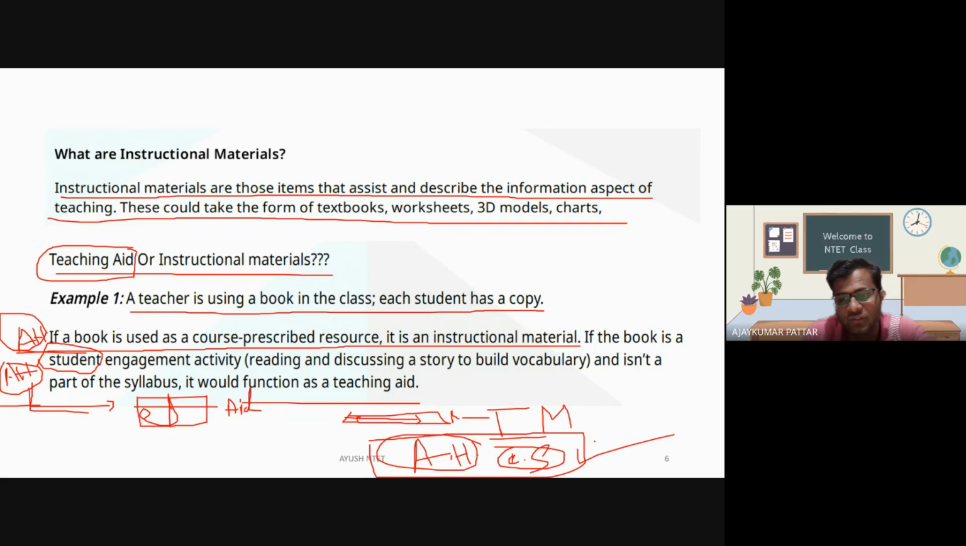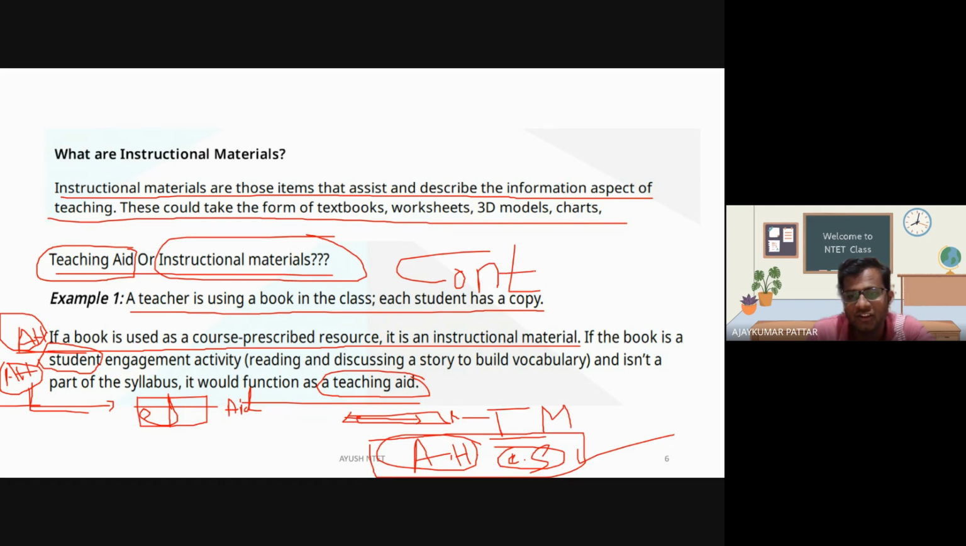Understand? Yes, sir. Okay. So you can't be rigid about when it is called a teaching aid and when it is called an instructional material. It depends on the context, in which context you are using that textbook or that object. That context will decide whether it is a teaching aid or instructional material. That is the concept behind instructional material and teaching aid.